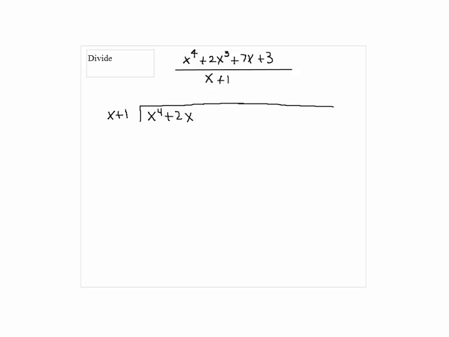Here we divide by more than one term. We're dividing by a binomial, a two-term polynomial, so we have to use long division. Dividing x plus 1 into x to the power of 4 plus 2x to the power of 3 plus 7x plus 3.